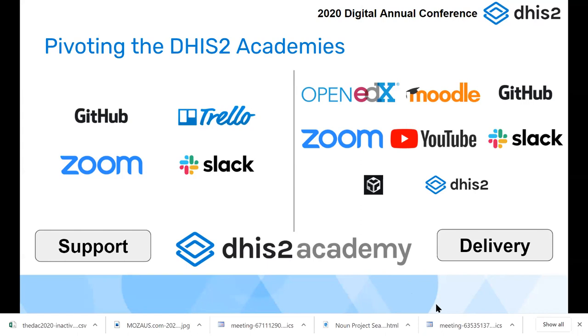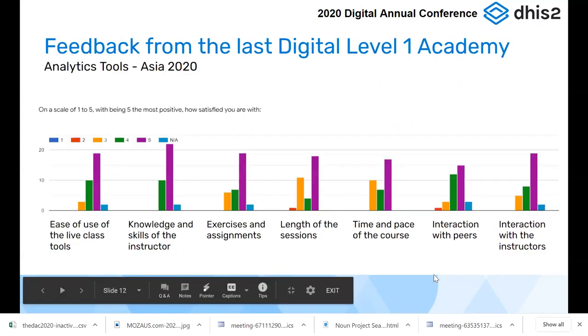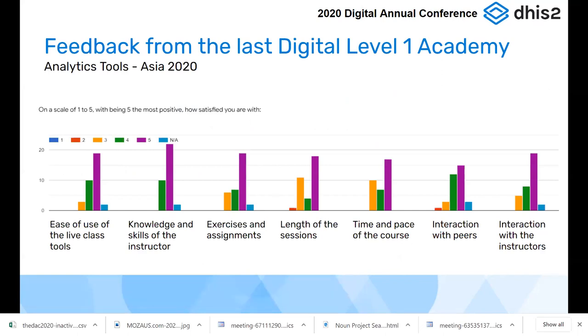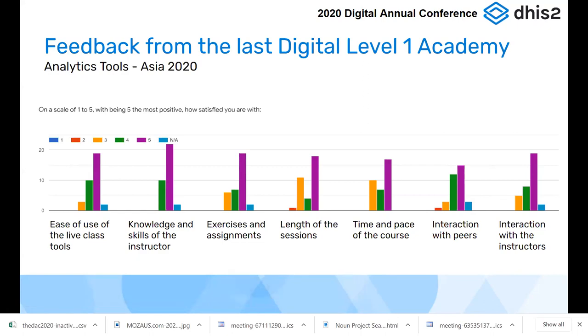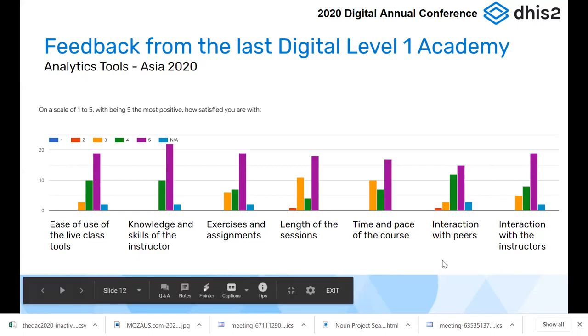I think that the next slide will tell us that we actually somehow managed to do that. There's obviously an avenue for improvement, but provided the conditions of delivery, I think that these figures tell us, this is only for one academy, which is the last one in Sri Lanka, organized by HISP Sri Lanka. And you can see by the figures that, five being obviously the most positive, the learners were very, very satisfied with their experience.